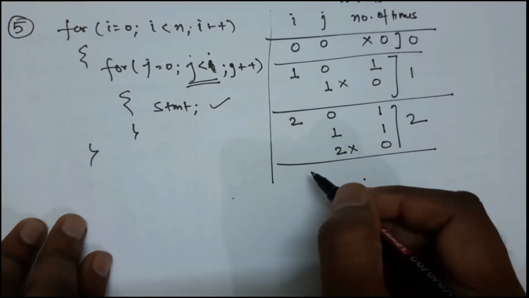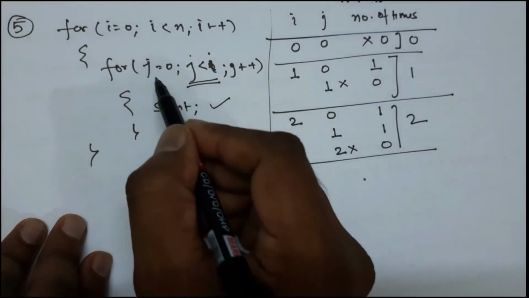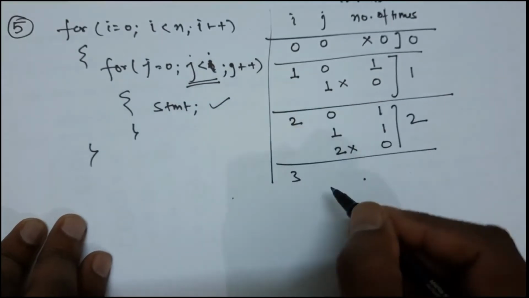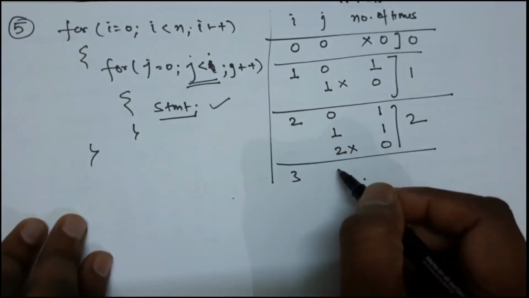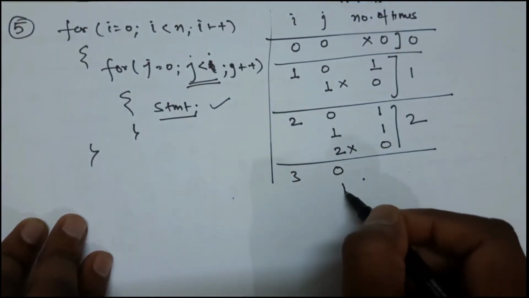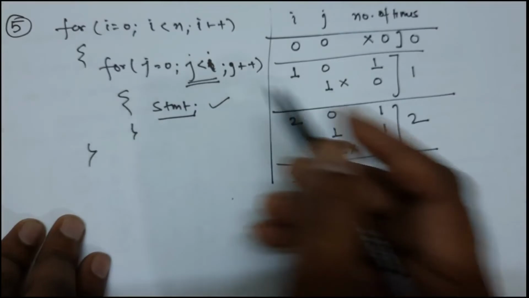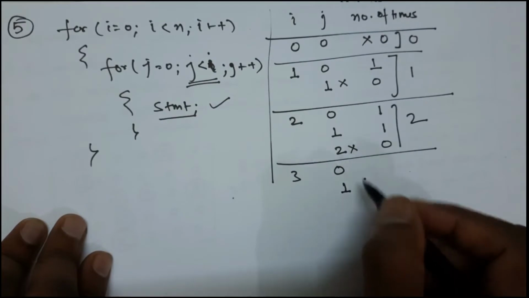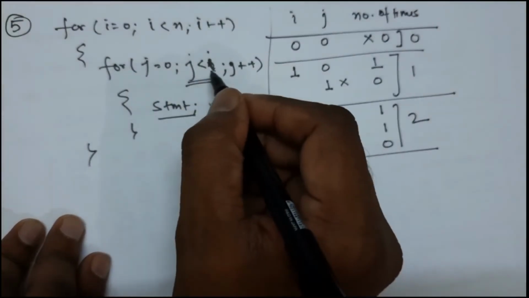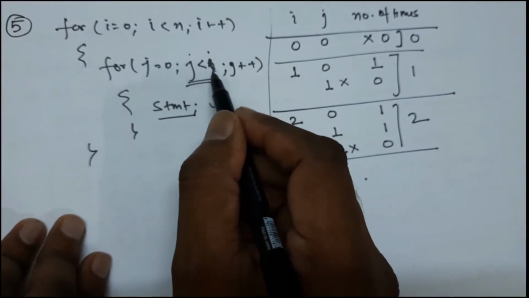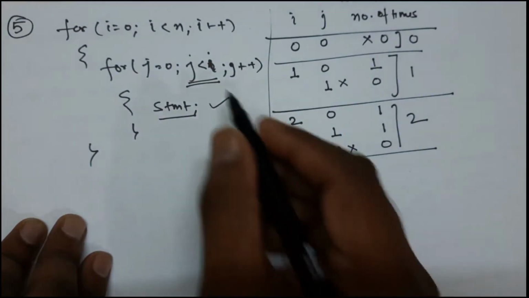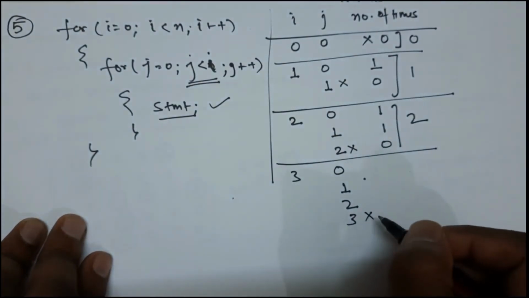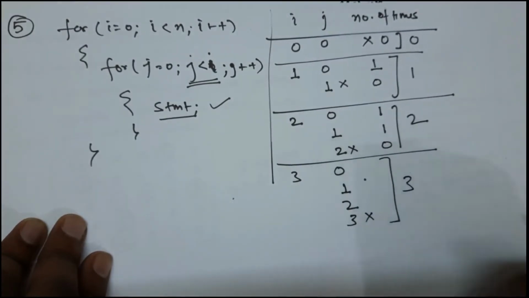Let us execute one more time. Suppose i equals 3, so this inner loop will be executed for j equals 0 to j less than 3. So the statement will be executed for j equals 0, then for j equals 1 because this condition is still true, then for j equals 2, this is still true because 2 is less than 3. Next, when j becomes 3, 3 less than 3 is false, the statement will not be executed, so it is executed for 3 times.